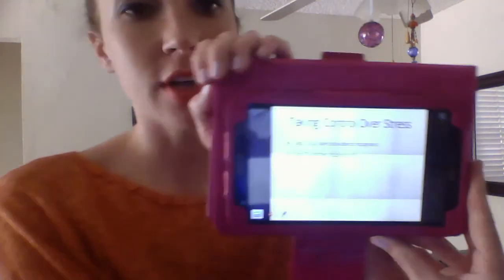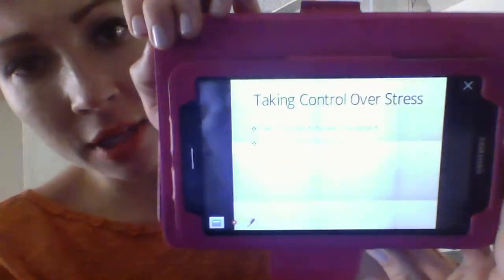Okay, so taking control over stress is where I am in the lecture. And it says, there are two things we have to do to take control over stress. Number one, we have to be able to recognize it. We have to be able to see it in our bodies, feel it, and notice the stressors. Okay, that's number one. Step number two, we have to respond to it.